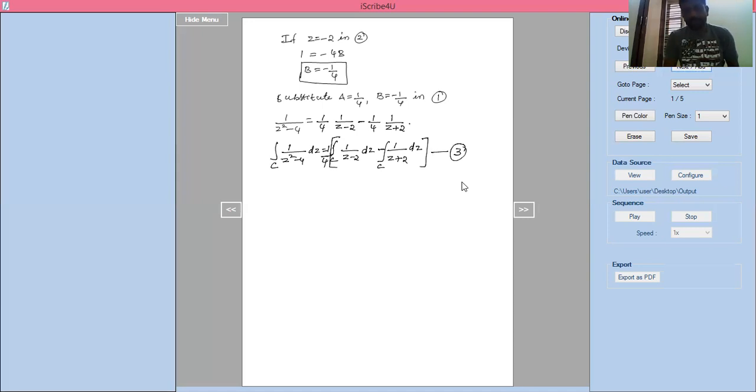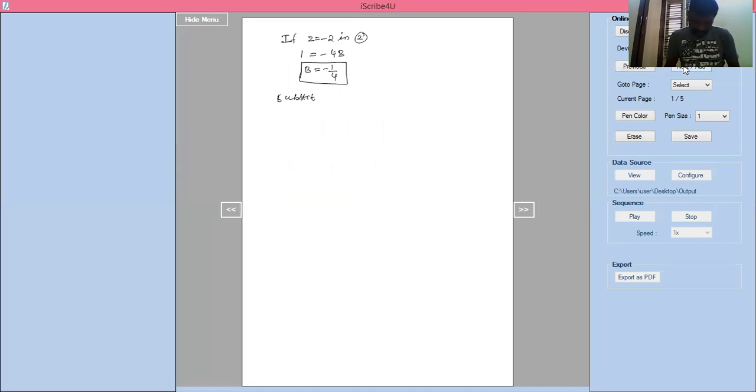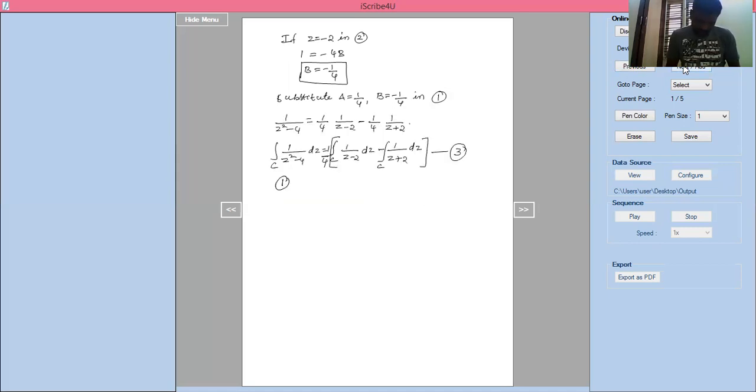From this, we will consider the two circles given here. First I will simplify for the first circle, modulus of z equal to 1, and then for modulus of z minus 2 equal to 2 separately. First I will take question A, where C is modulus of z equal to 1. This is a circle with center at 0 and radius 1 unit.